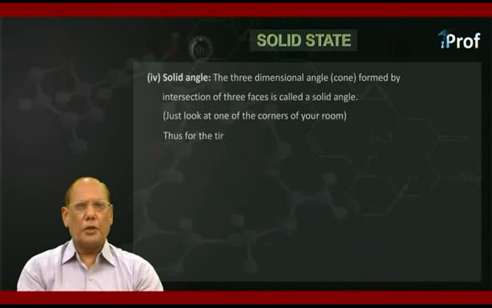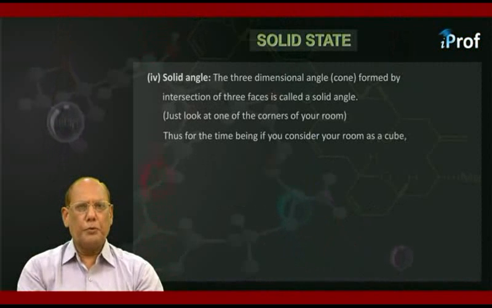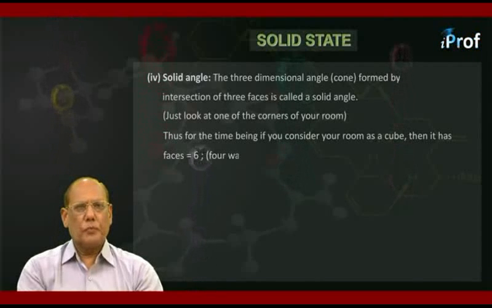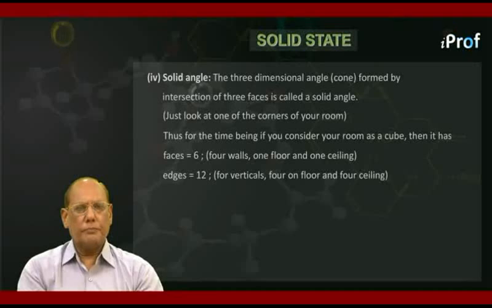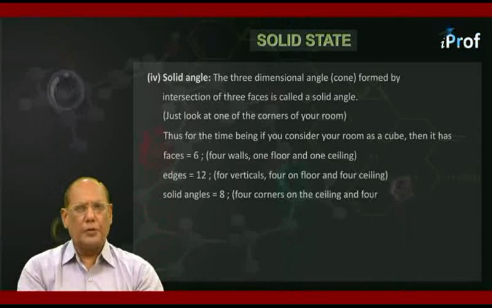Thus, for the time being, if you consider your room as a cube, then it has faces equal to 6: 4 walls, 1 floor and 1 ceiling; edges equal to 12: 4 vertical, 4 on the floor and 4 on the ceiling; solid angles equal to 8. There are 4 corners on the ceiling and 4 on the floor.